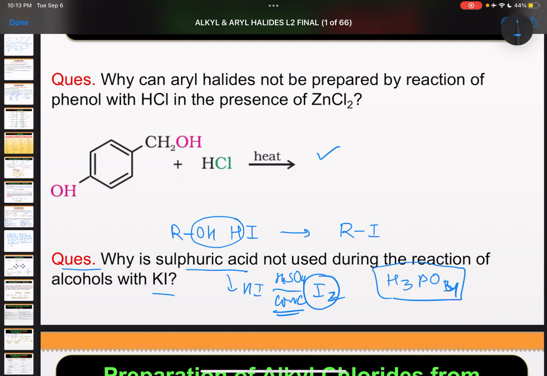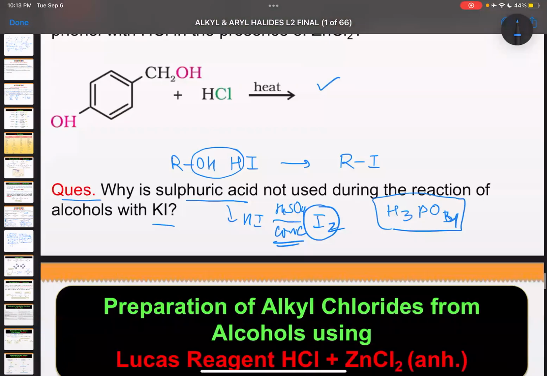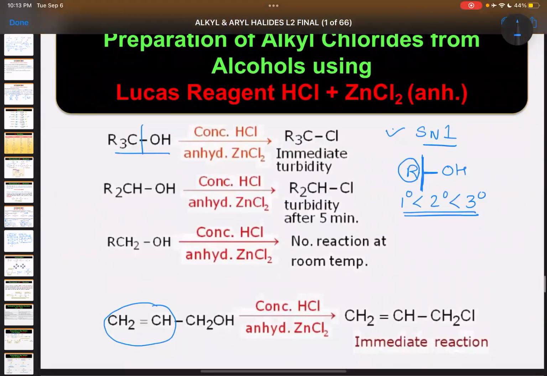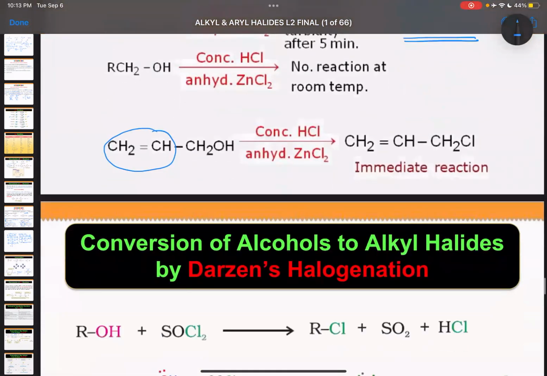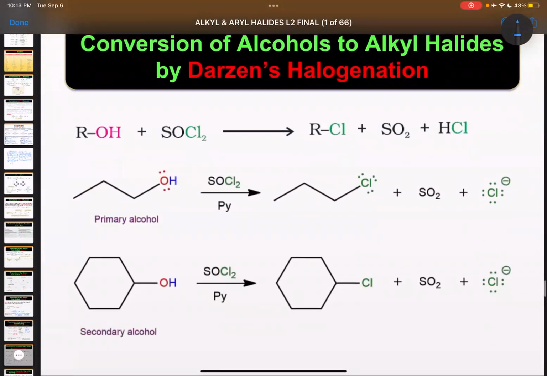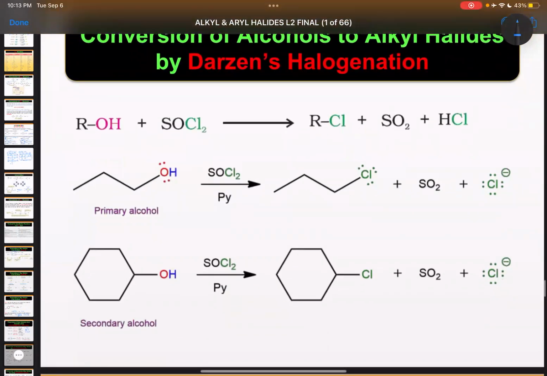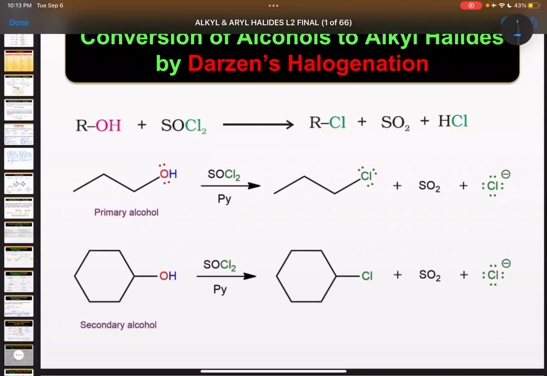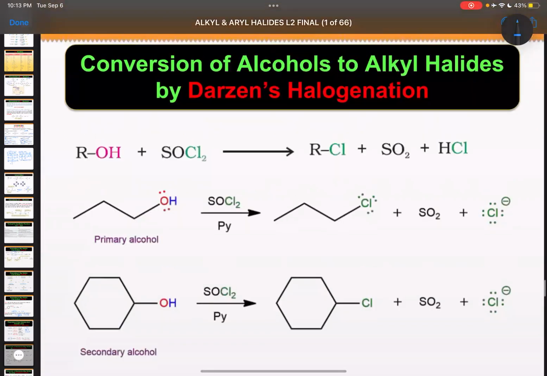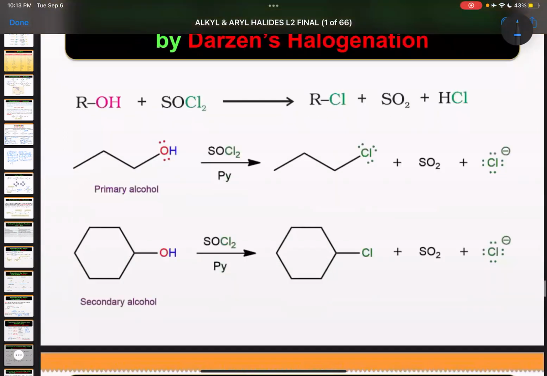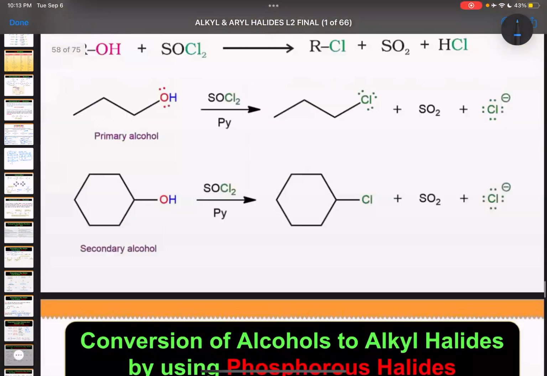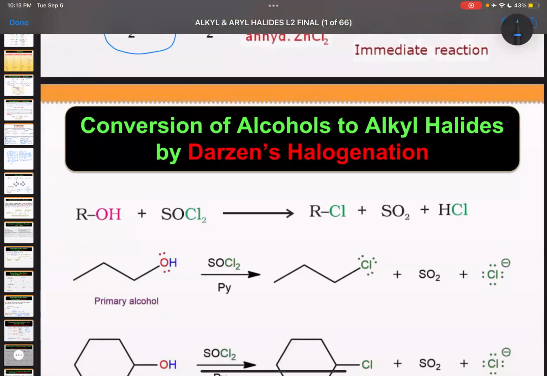Yes, sir. So this is very important. Do remember this. I think you understood very well. Okay, and this you know already, Darzens process. Any doubts in this? Sir, using thionyl chloride, right? Yes, correct. Sir, why are we using pyridine? Actually, pyridine is used to absorb HCl.